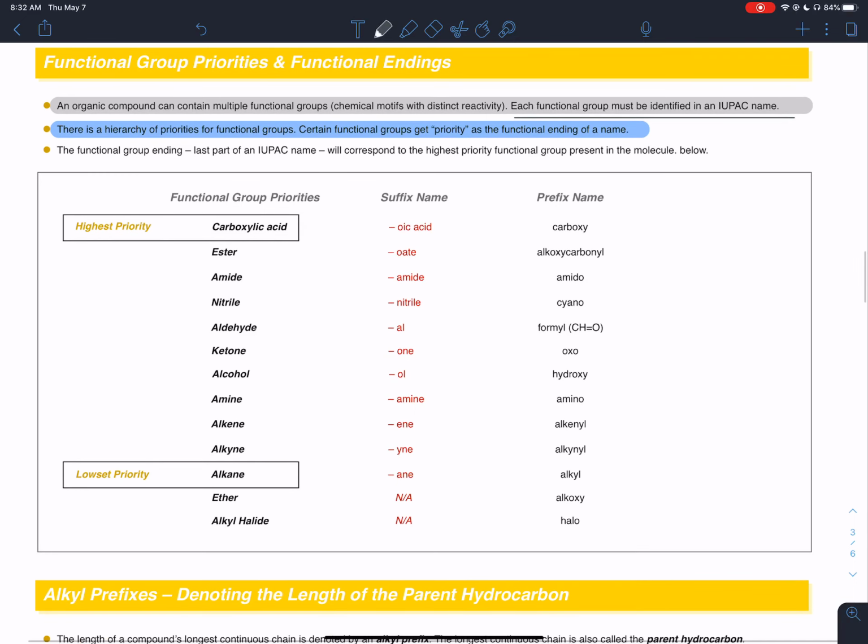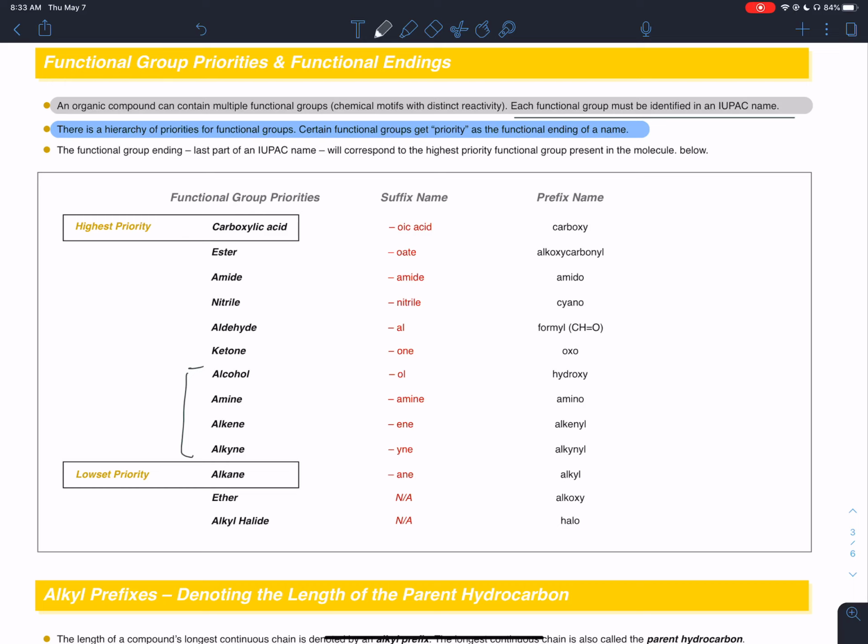Okay, so check this out. This is something you should have committed to memory, and in Orgo 1, you might only cover nomenclature of alcohols, amines, alkenes, alkynes, and alkanes, as well as being able to name ether and alkyl halide substituents. So just for right now, commit those to memory, but you may have to acknowledge later in organic chemistry that there are higher priority functional groups like carboxylic acids or amides or aldehydes, okay?